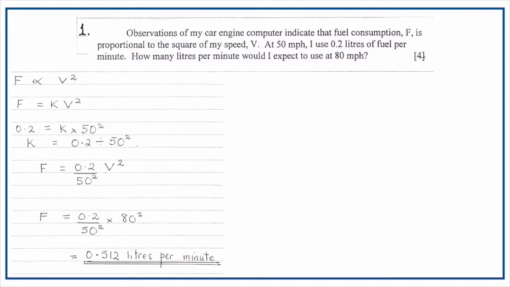So F equals 0.2 divided by 50 squared at a speed of 80 mph. So we write 80 squared. So the fuel consumption is 0.512 liters per minute at 80 mph.